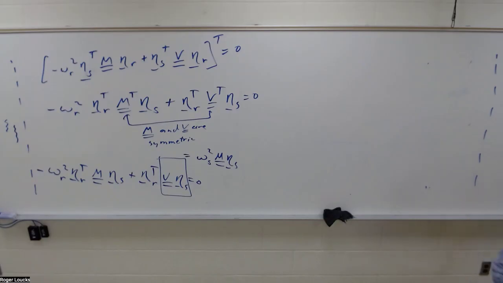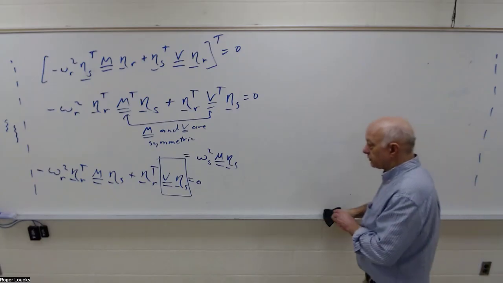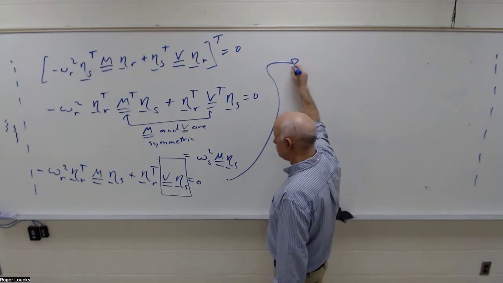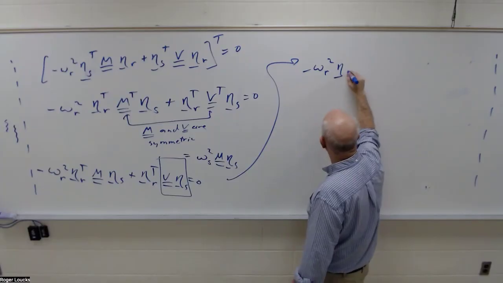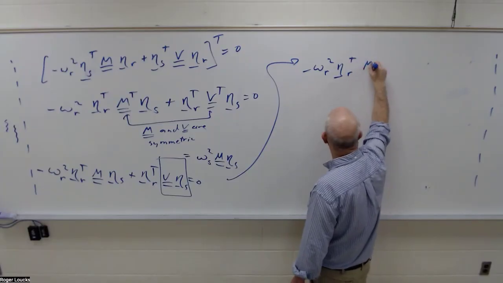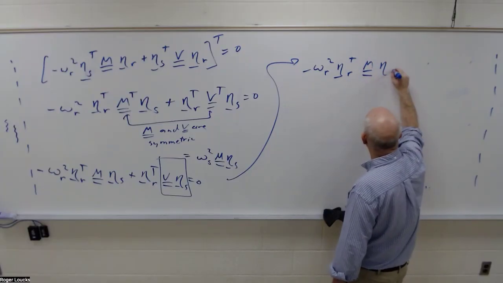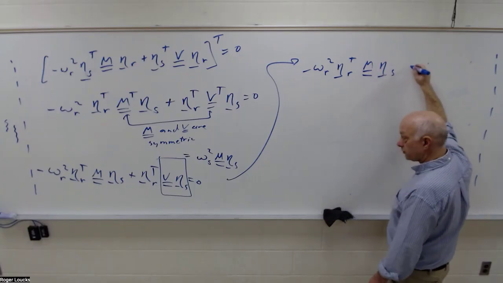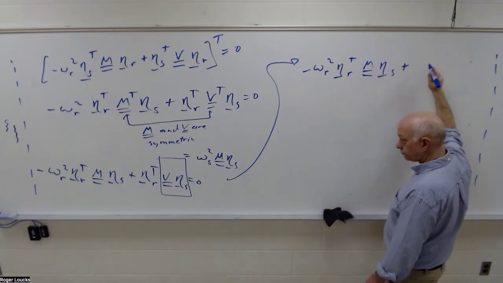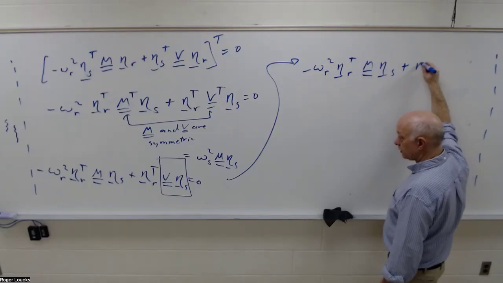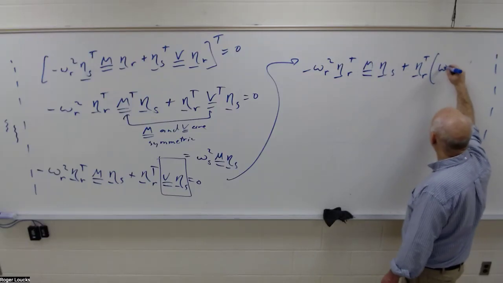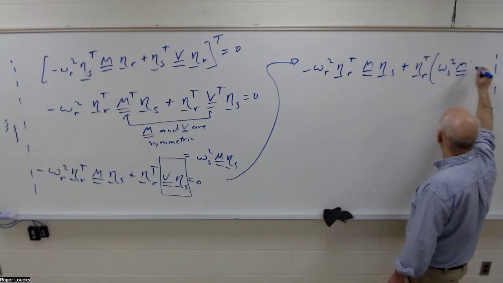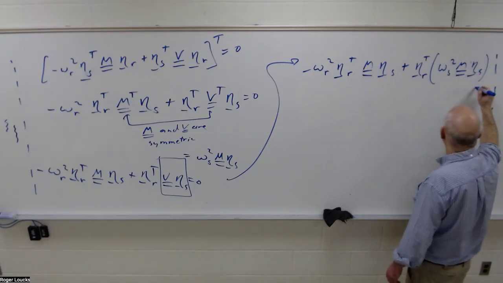And am I still clear? The answer is yes. So this line here becomes minus omega R squared, eta R bar transpose, M, eta S, plus eta R bar transpose, minus omega S squared, M eta S. That's all it is.